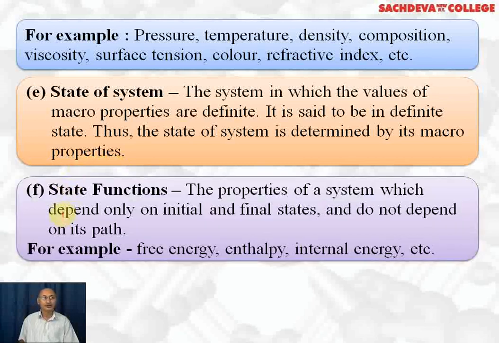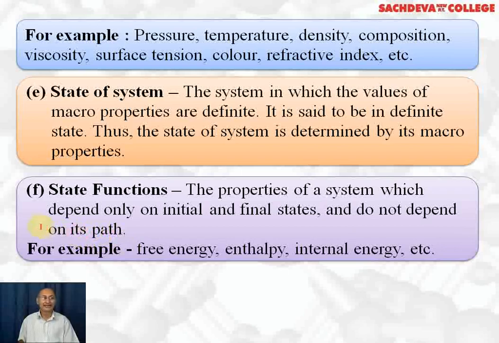Next, we are taking the most important topic, state functions. The properties of the system which depend only on the initial and final states and do not depend upon its path are called state functions. Free energy is an example of a state function. Enthalpy is a state function. Internal energy is a state function. Mainly, change in internal energy is a state function. In the same way, enthalpy change is a state function.